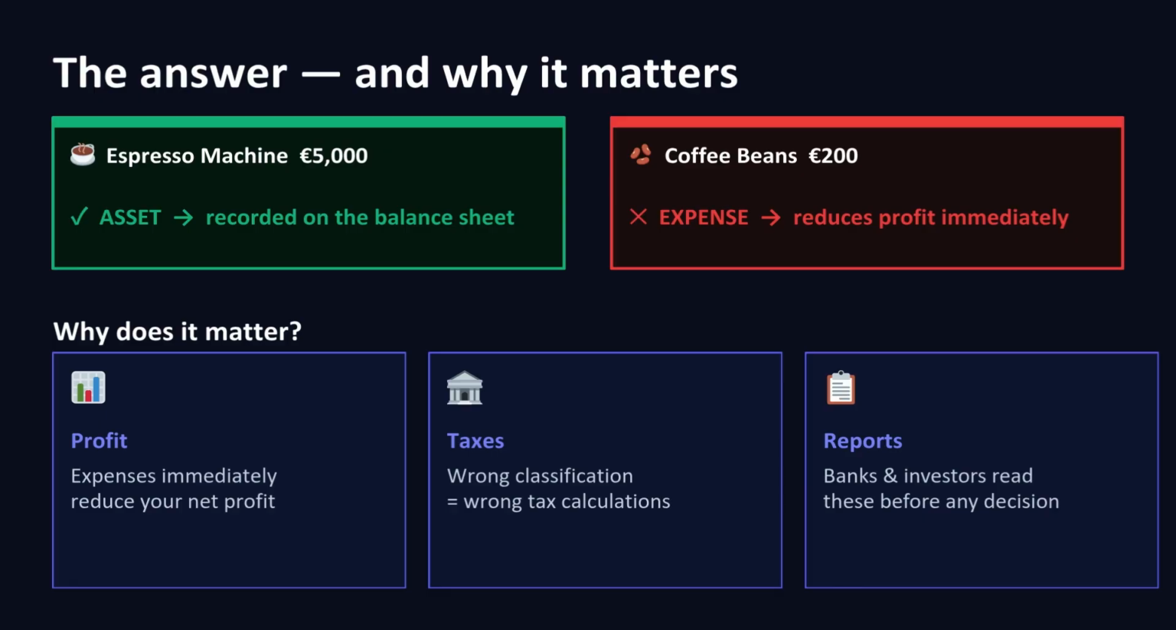When a bank decides whether to give you a loan, or when an investor looks at your business, they read these numbers first. Getting this wrong changes how your entire business looks on paper.